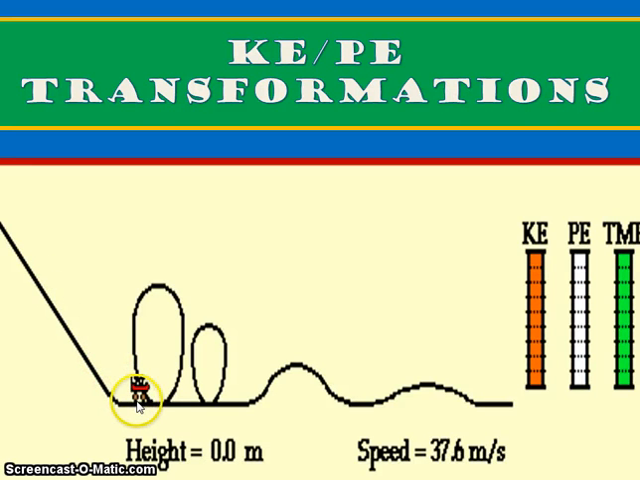At the bottom we have all KE, and then when it starts to go around the loop-de-loop, the KE turns into PE and vice versa. And so this energy transformation continues dependent upon the height of the cart and the speed of the cart. The higher the cart is, the more potential energy it's going to have. And the faster the cart is going, the more kinetic energy it's going to have. And the cart's going to always be faster as it's closer to the bottom of the roller coaster.